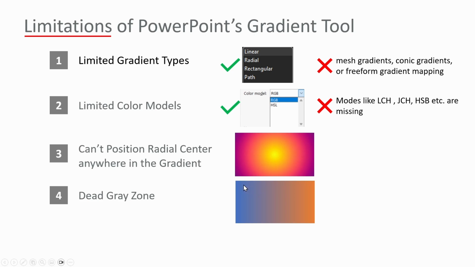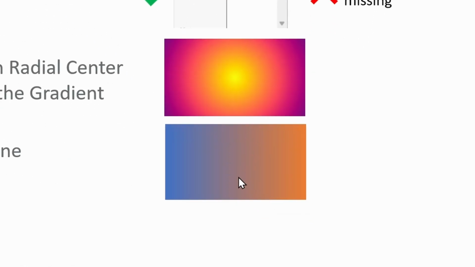Number 4, have a look at this gradient which uses 2 colors. On the left we have a blue color and on the right we have an orange, but in the center we have this dead gray zone. This is a problem of the interpolation that the PowerPoint's gradient tool uses. It's difficult to get around this. There is a workaround to get rid of or reduce the gray zone here, but because we are only limited to 2 color spaces or modes here, by default you are much more likely to get a dead gray zone.